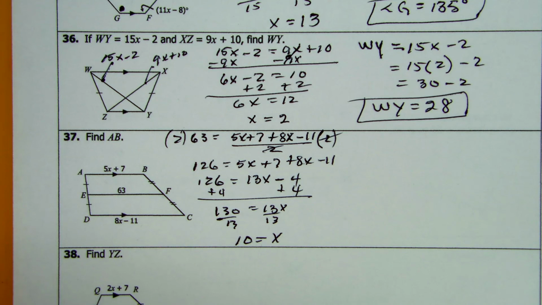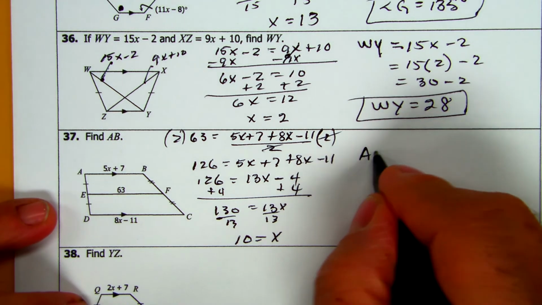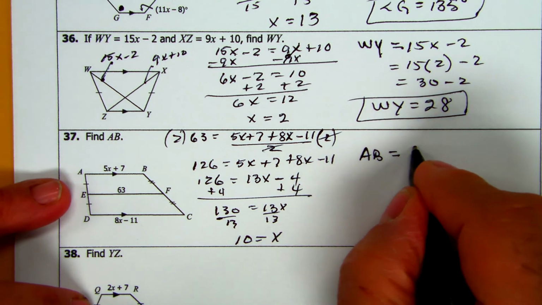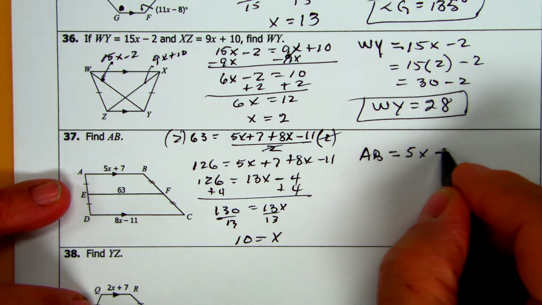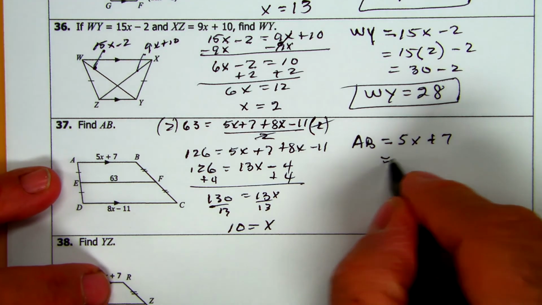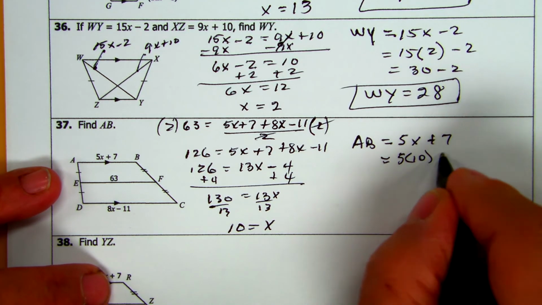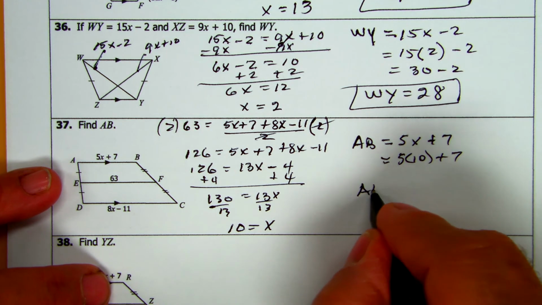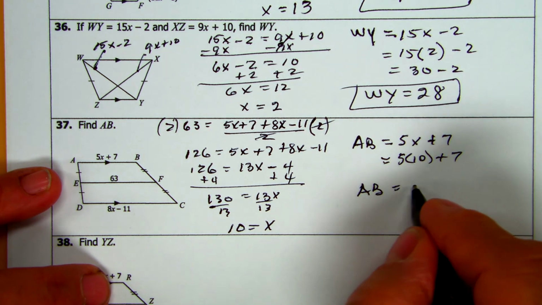Okay, they said find AB. So AB is equal to 5x plus 7. Okay, so that's equal to 5 times 10 plus 7. So AB then is equal to 50 plus 7, 57.